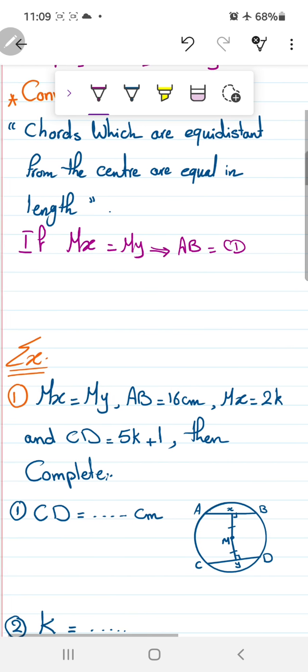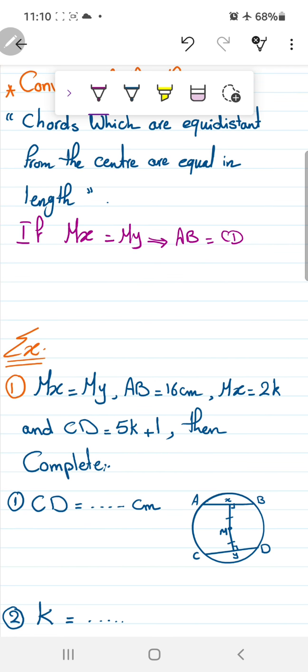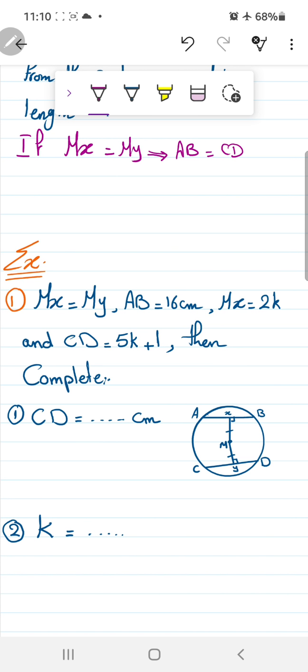Number 1. Here we have MX equals MY. AB is 16 centimeters. MX is 2K. CD is 5K plus 1. Then complete without proof.